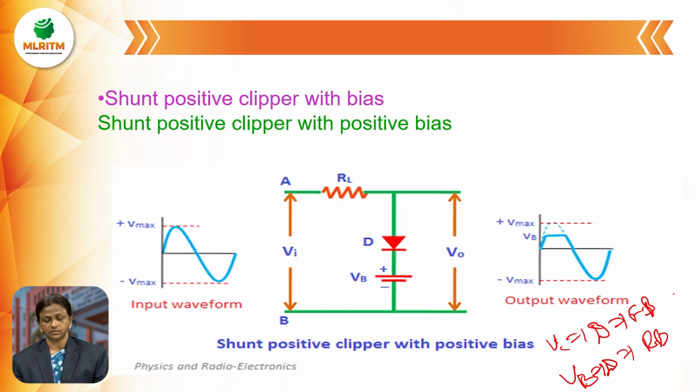Now we have to check two conditions: VA less than VB, and VA greater than VB. When VA is less than VB, what happens to the circuit? Which voltage is the high voltage? VB. So due to VB, diode D is in reverse bias. So when VA is less than VB, diode D is in reverse bias.